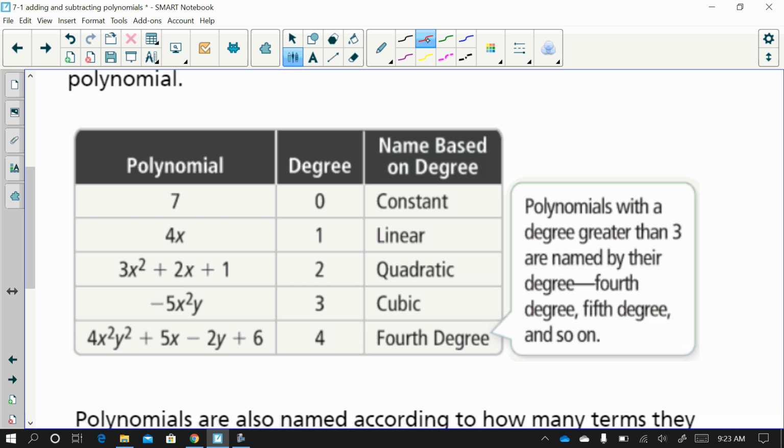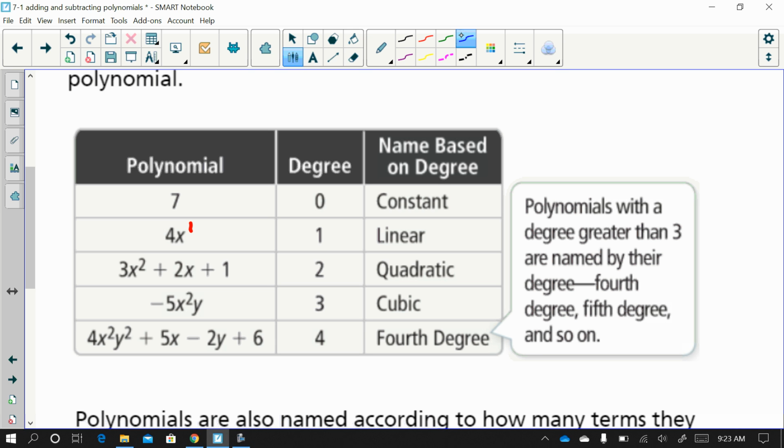Next example is 4x. We look at the exponent. What's the exponent on plain old x? You're right, it's just 1. So my degree is 1. We call this linear. Think about linear equations, y equals mx plus b. It is an exponent of 1.